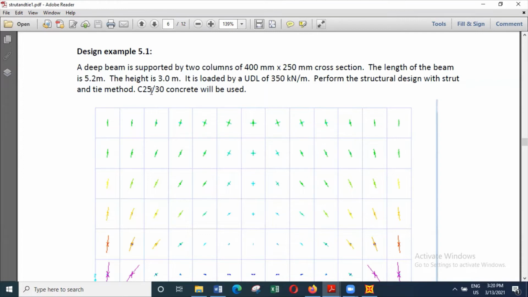So 25 megapascal means 25 megapascal of cylinder strength. So the equivalent cube strength is 30 megapascal. So this is the cube strength, this is the cylinder strength. So C25/30 concrete means cylinder strength is 25 newtons per millimeter squared, or the cube strength is 30 newtons per millimeter squared. So let's see what happens here.